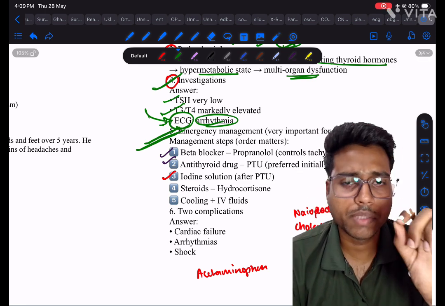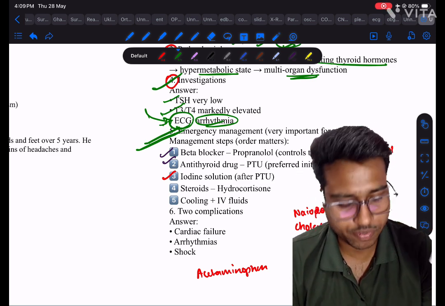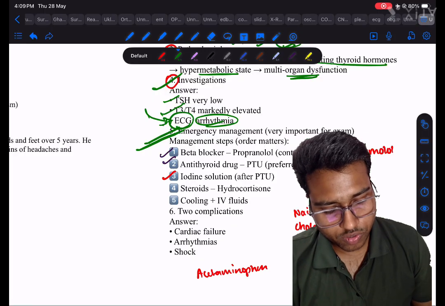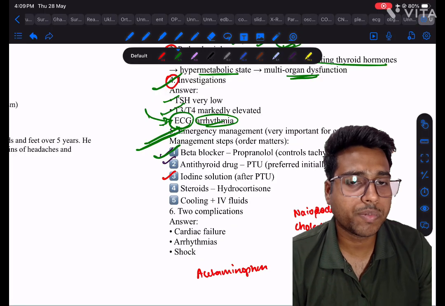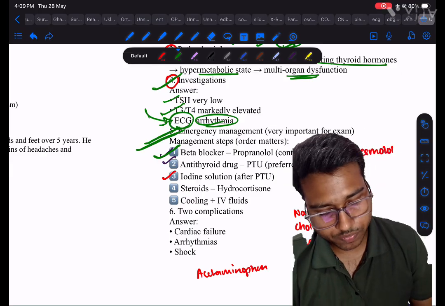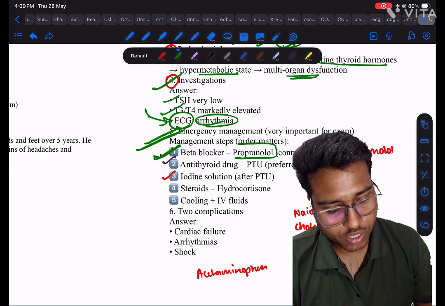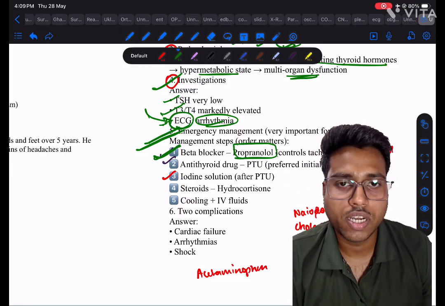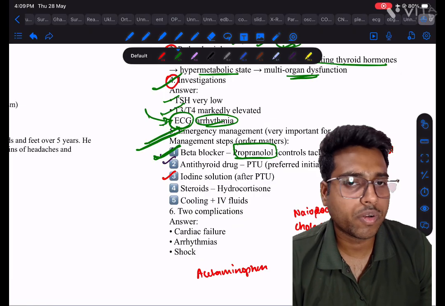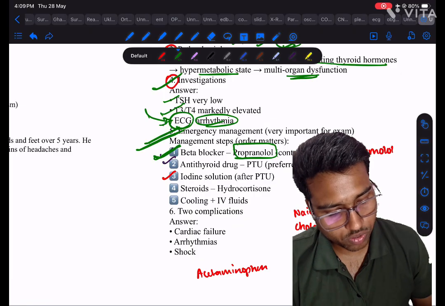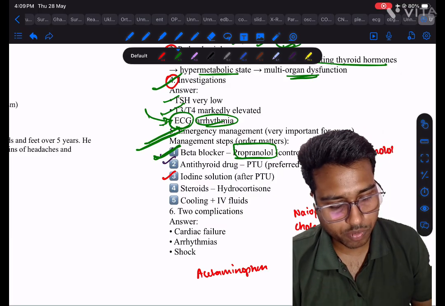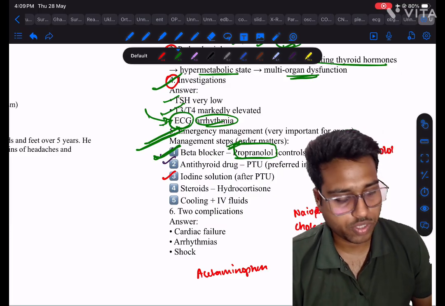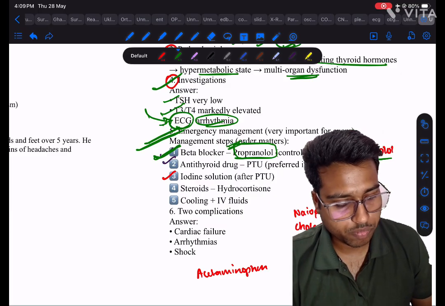Tell me what is the difference between PCM and acetaminophen. Okay, now she has palpitation, severe palpitation, tachycardia, so we have to give beta blockers, that is propranolol. If she has asthma or airway related problems, we have to give atenolol or metoprolol. Okay, we can't give propranolol. This is a very basic question.